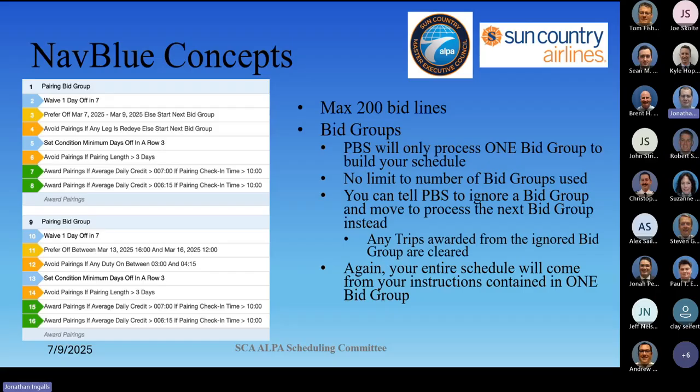Every class I've done, I've had somebody from SkyWest or Compass try to compare a bid group to a bid layer, and I promise you that it'll only confuse yourself more. Try to dump that analogy if that's in your mind. All of your flying will come from a single bid strategy or a single bid group. There are commands to tell PBS that your bid strategy has failed. Move me on to my next bid group. But otherwise, all of your commands come from a single bid group. There's a maximum of 200 lines. And yeah, again, your entire schedule is going to come from one bid group. We'll talk all about what this means in detail over the next little bit here.